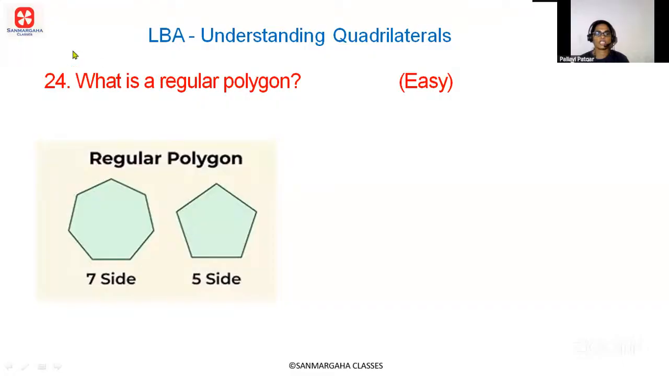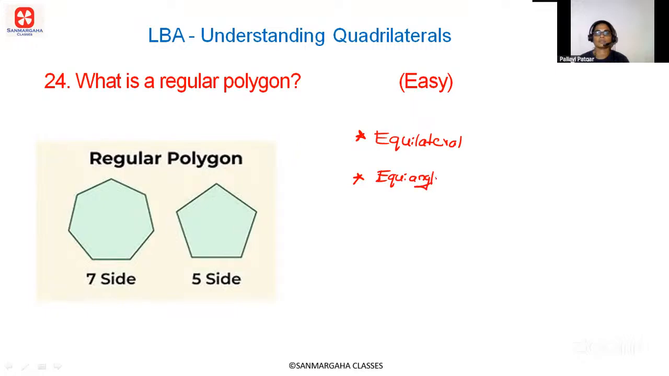In this chapter, look at question number 24. What is a regular polygon? Okay, so here a regular polygon is a flat, closed geometric shape that satisfies two conditions. One is equilateral, that is, all of its sides are the same length. And the second condition is equiangular.